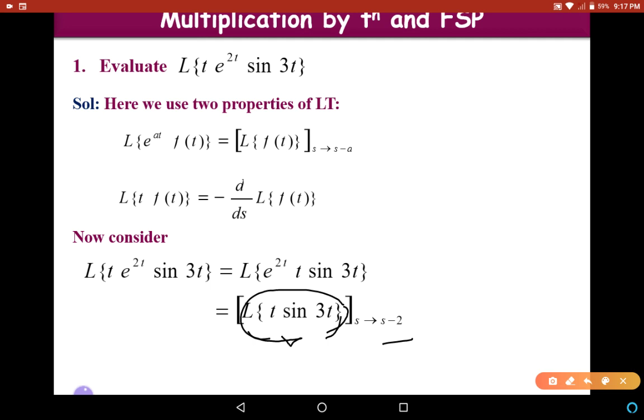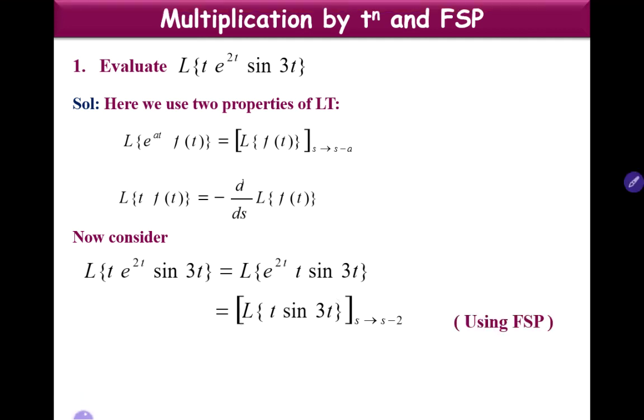So first we have to evaluate this inner term, L of t sin 3t. To evaluate it, we use this property: what is L of t into f of t? Minus d by ds of L of f of t. Therefore, L of t into sin 3t is minus d by ds of L of sin 3t. And of course, we should replace s with s minus 2 after completely evaluating the inner term.